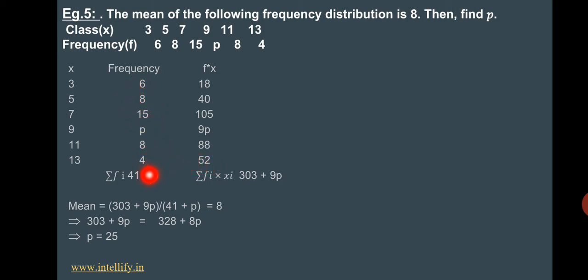So we get 41 plus P. The sum of the frequency is 41 plus P and the sum of F into X is equal to 303 plus 9P. We know very well the formula is sum of Fx divided by sum of F, and we know the mean is equal to 8, through which we can easily find P is equal to 20.